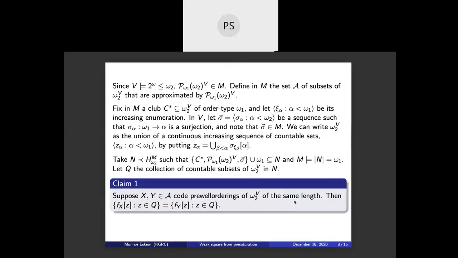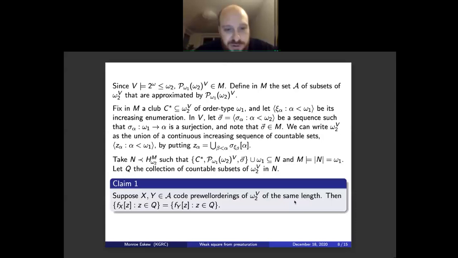So the main claim in the argument is the following. Suppose you have two sets that are approximated, and they both code pre-well-orderings of omega 2 of the same length. Then the set of all images of sets from Q under F sub X is the same as the set of all images under F sub Y. So this is mapping a collection of countable subsets of omega 2 onto some ordinal. They're both mapping onto the same ordinal, and this is saying that it's the same collection.